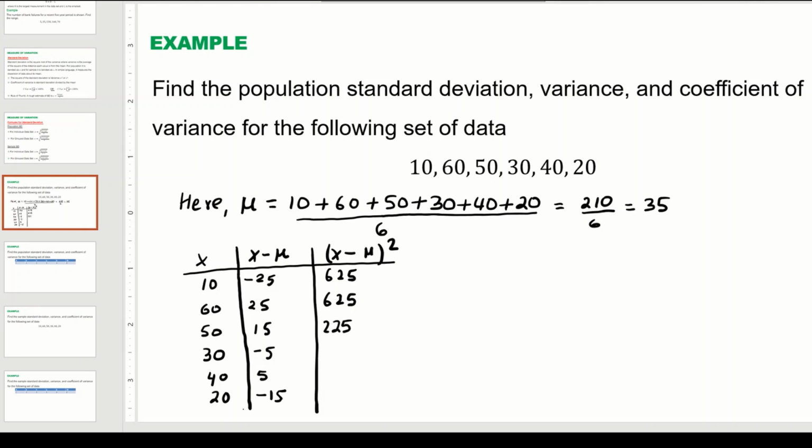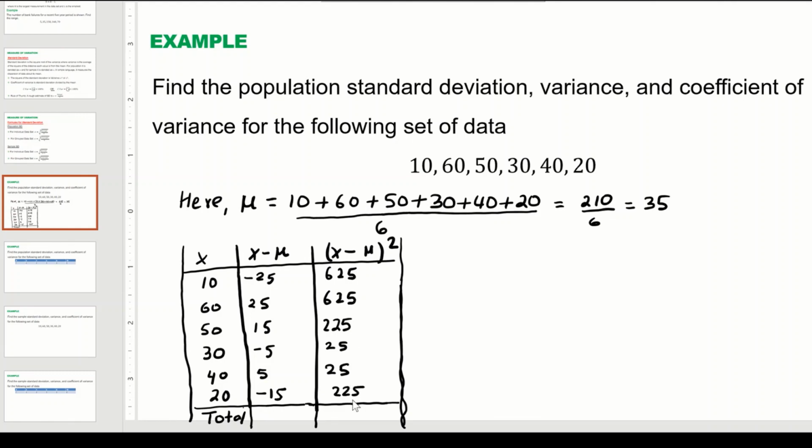225. Now we'll continue and complete this table. Okay, we completed the table. Now let's add all these values. 625 plus 625 plus 225 plus 25 plus 25 plus 225, which is 1750. Now let's calculate the standard deviation first.